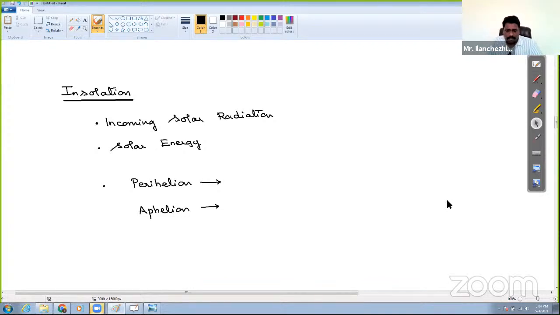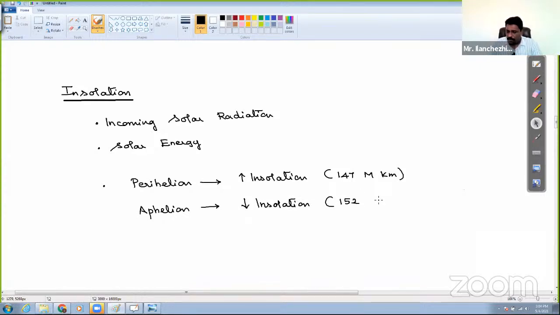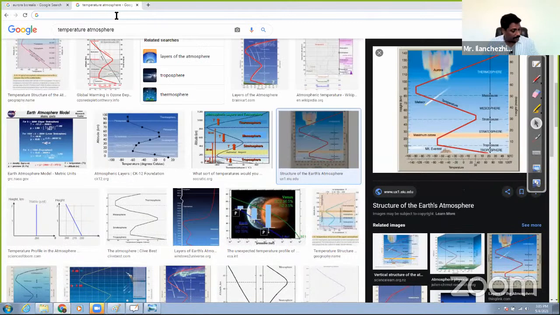So when I talk about the perihelion position, what you will experience is higher insolation, marginally higher insolation, as this is the closest distance Earth as a system experiences. The distance will be somewhere around 147 million kilometers, my friend. On the other hand, when I talk about aphelion, insolation will be lesser. What you will experience is somewhere around 152 million kilometers of distance. So between perihelion and aphelion you have a difference in distance of 5 million kilometers, my friend. 5 million kilometers is beyond imagination.